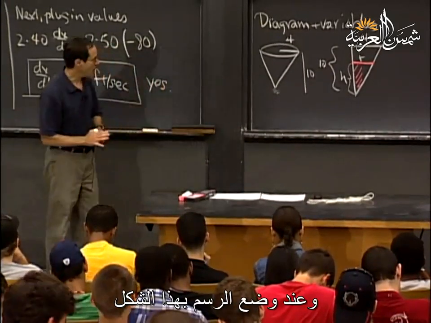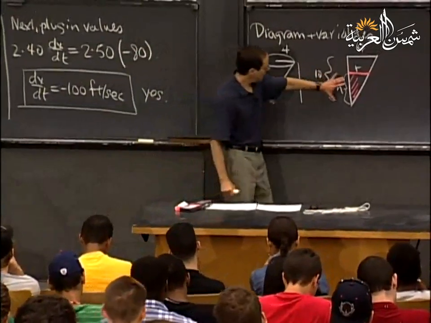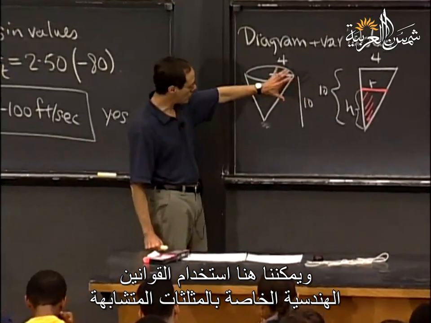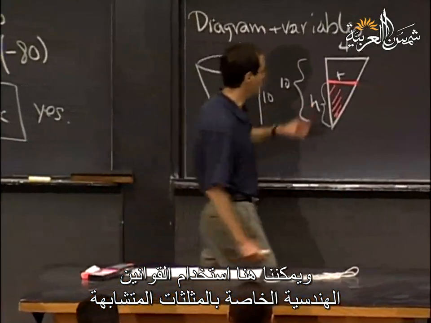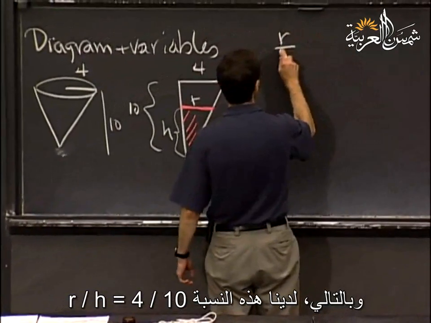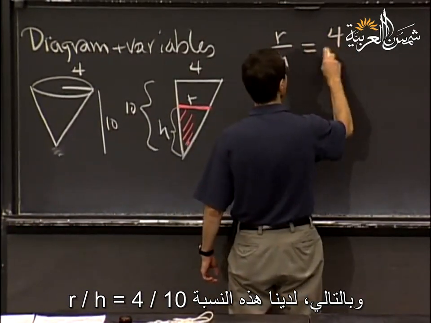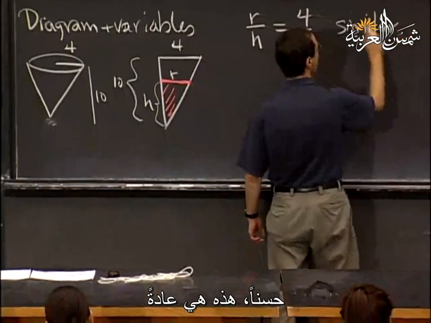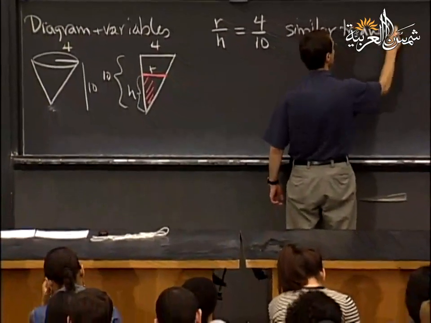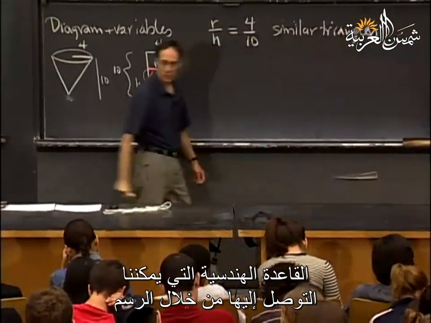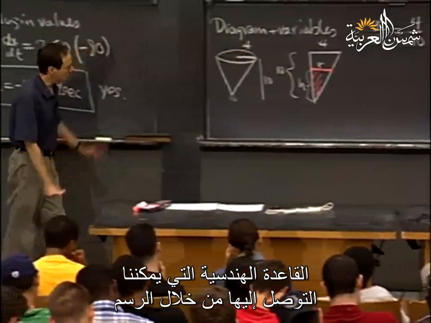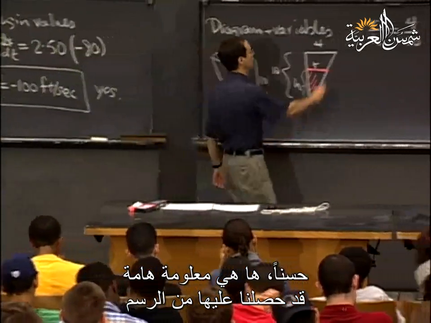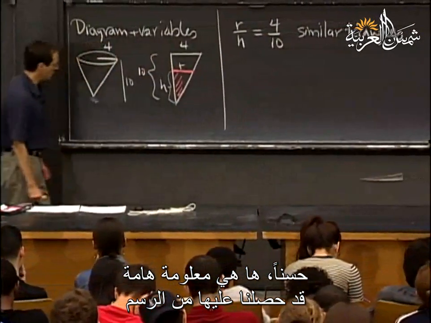So I set it up this way so that it's clear that we have two triangles here, and that one piece of information we can get from the geometry is the similar triangles information, namely that r divided by h is equal to 4 divided by 10. Okay? So this is by far the most typical geometric fact that you'll have to glean from a picture. Okay, so that's one piece of information that we get from this picture.